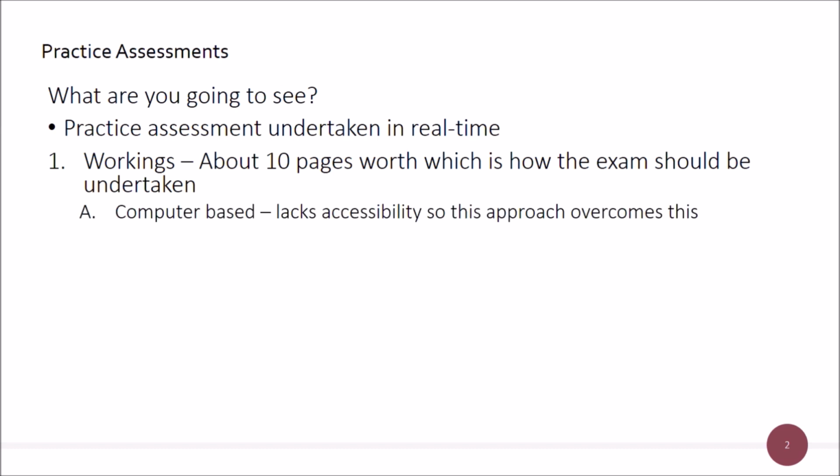So, why do we use this level of workings? Well, you've got a computer-based exam, and that really does lack a bit of accessibility, so this approach overcomes that. Normally, in the good old days, you'd have it on paper, and you could put notes on the paper and highlight and what have you. This approach gives you the same advantages.